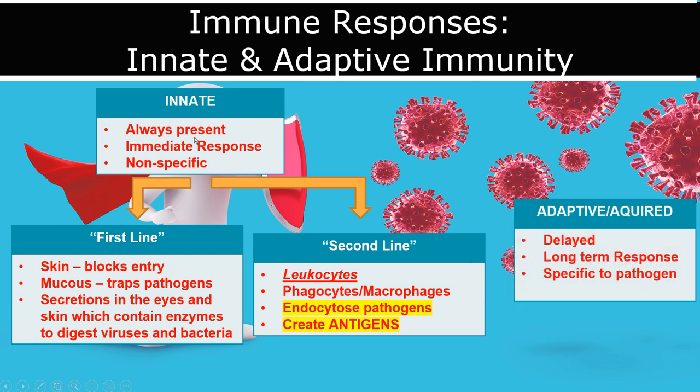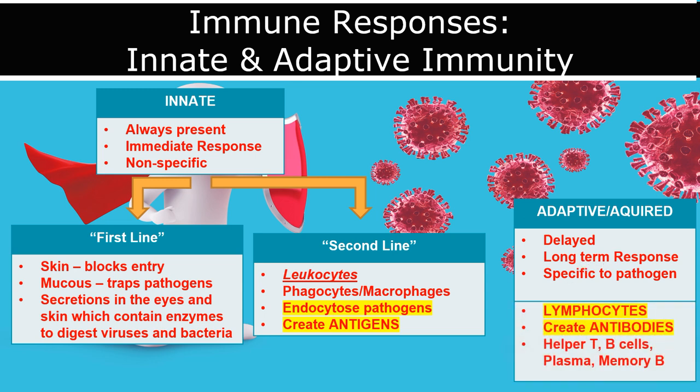Where the innate immunity was always present and not specific, the adaptive immunity is very specific to a pathogen. We're using the antigens that were created by those phagocytes in the second line of defense in order to mount a specific response to a pathogen, one that can also be long-term if there is a repeat exposure, for example, right?